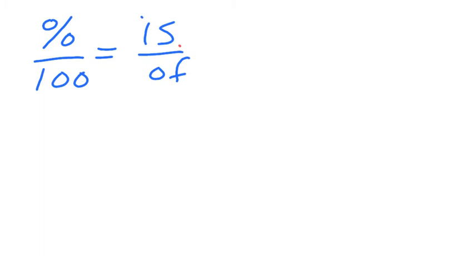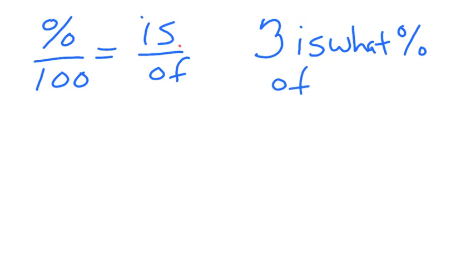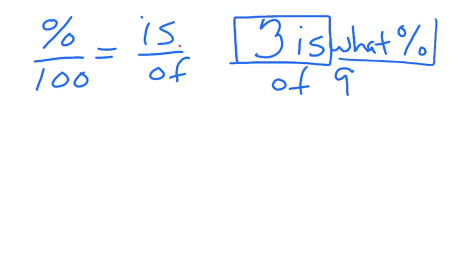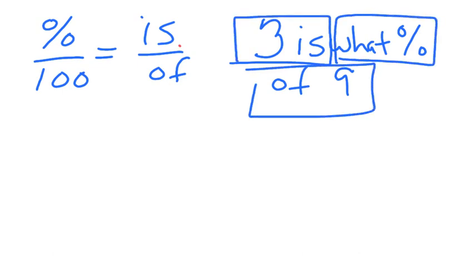Now, remember, we learned this formula. You need to memorize it. Percent over 100 equals is over of, because all of the percent problems will work with this formula. Let me remind you how. When it says 3 is what percent of 9, you're going to say, oh, here's my is, here's my percent, here's my of, and you're going to fit those into the formula.